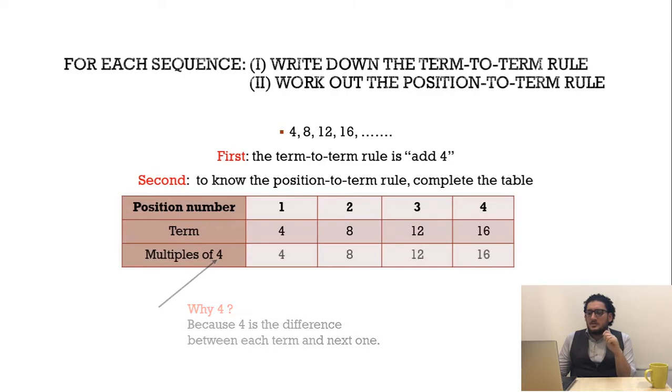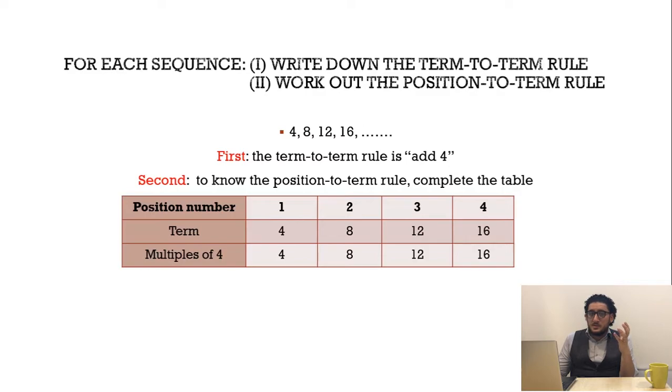So we will get the multiples of 4, and of course you remember the meaning of multiples. It means you multiply the number by the natural numbers starting from 1. So the first multiple will be 4 multiply 1 equals 4. 4 multiply 2 equals 8. 4 multiply 3 equals 12. 4 multiply 4 equals 16. So from this relation we can deduce that each term equals 4 multiply its position number.